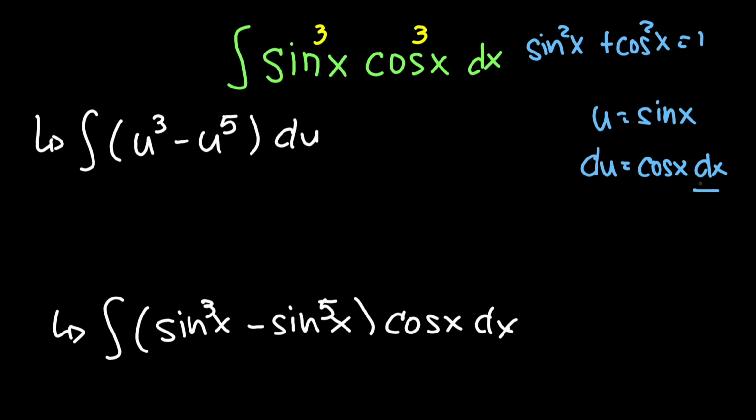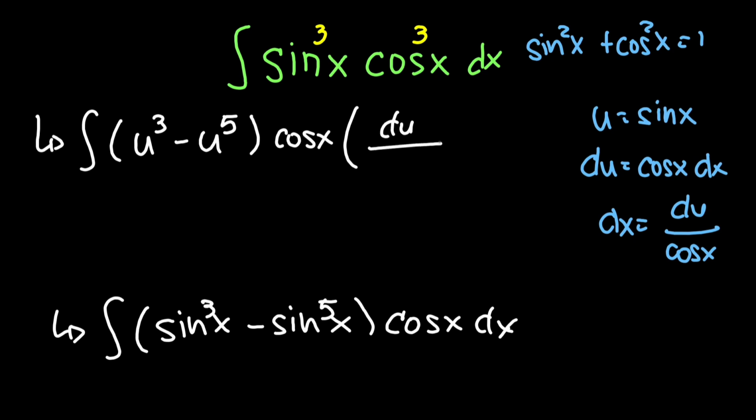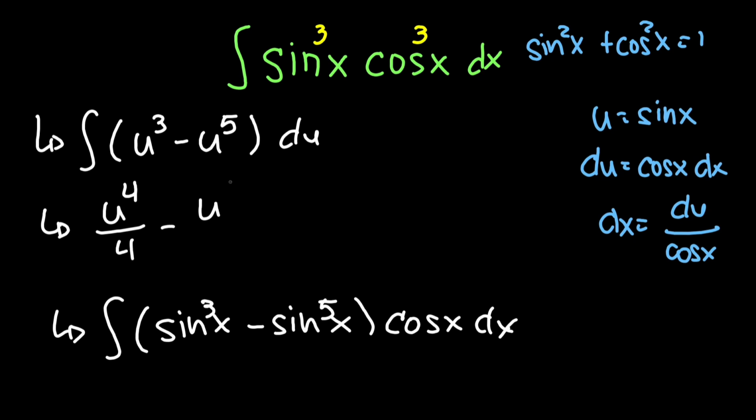If you would want, you can just isolate dx again, which would be equal to du over cosine of x. So if we would want to do that, copy cosine of x again, and the value of dx, which is du over cosine of x. You can see here that cosine of x would cancel each other out, which leaves you with a du. And now integrating this, you would have a value of u to the power of 4 over 4 minus u to the power of 6 over 6 plus c.